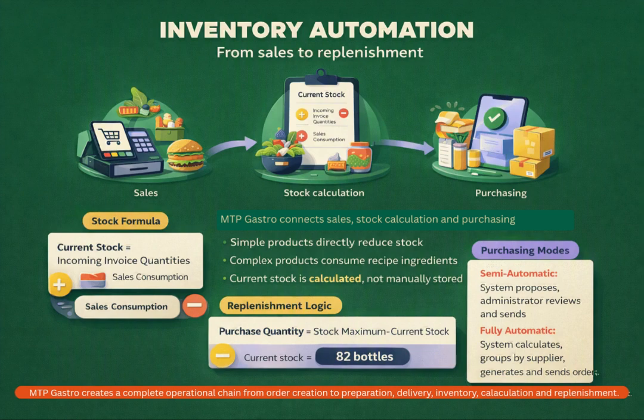Only after the incoming invoice has been confirmed are the inventory levels updated. This is an important distinction. A purchase order represents what the restaurant wants to buy. An incoming invoice represents what the restaurant actually received. With this process, MTP Gastro provides a complete inventory and procurement workflow, from product consumption and stock calculation to automated purchasing and inventory restocking. In the next presentation, we will focus on the restaurant QR ordering system and follow the complete guest ordering process, from QR scan to order completion.